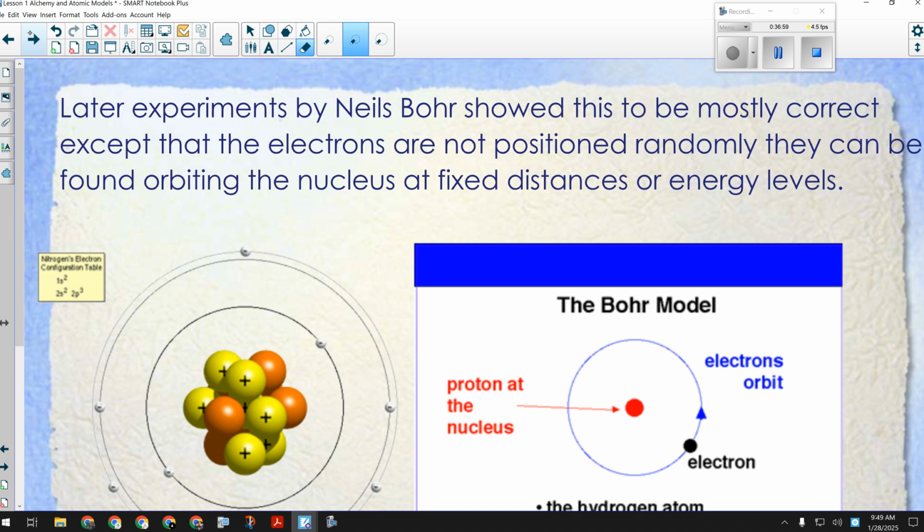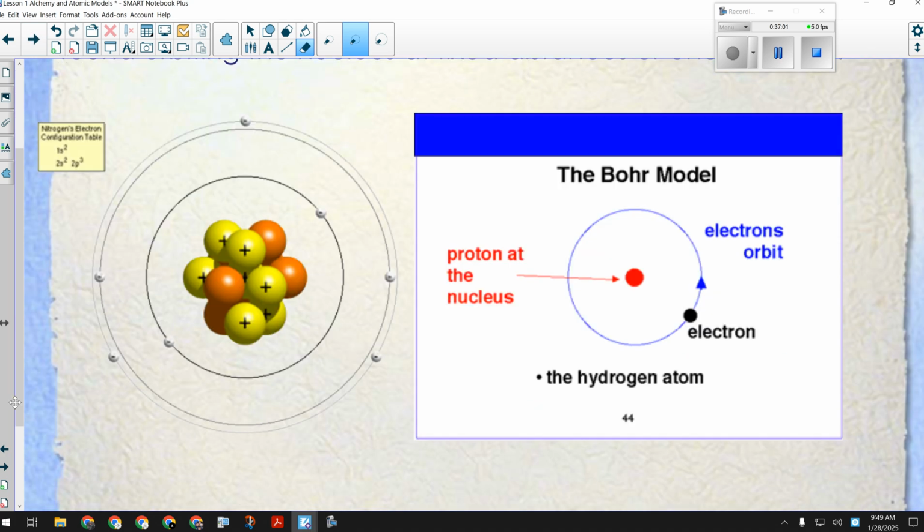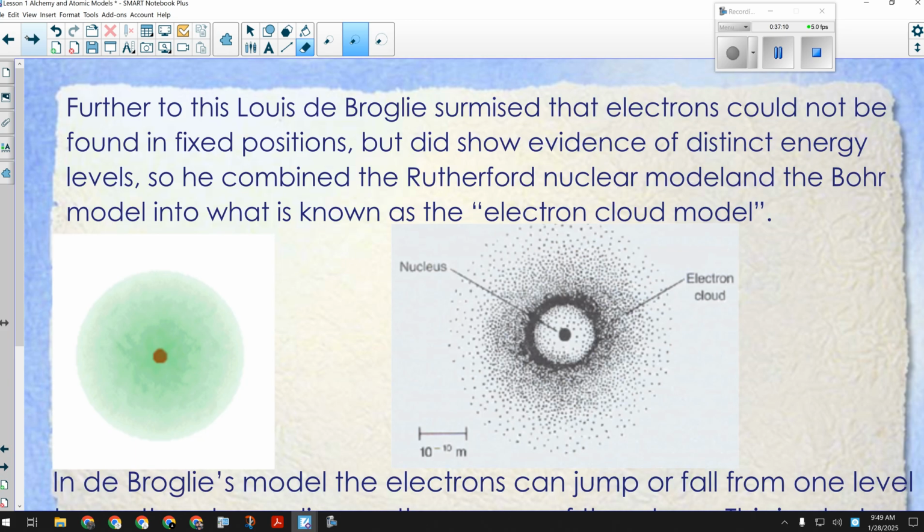Okay, so this is what Bohr thought, right? He had the planetary model. Electrons were different distances from the nucleus, okay? And it works to an extent. Okay. De Broglie proved what we currently accept. Okay. How many people have ever seen that glow-in-the-dark stuff? You put it out in the light, and then if you take it into the dark, it glows for a short period of time. Okay, so it was actually materials like that that explained de Broglie's model.